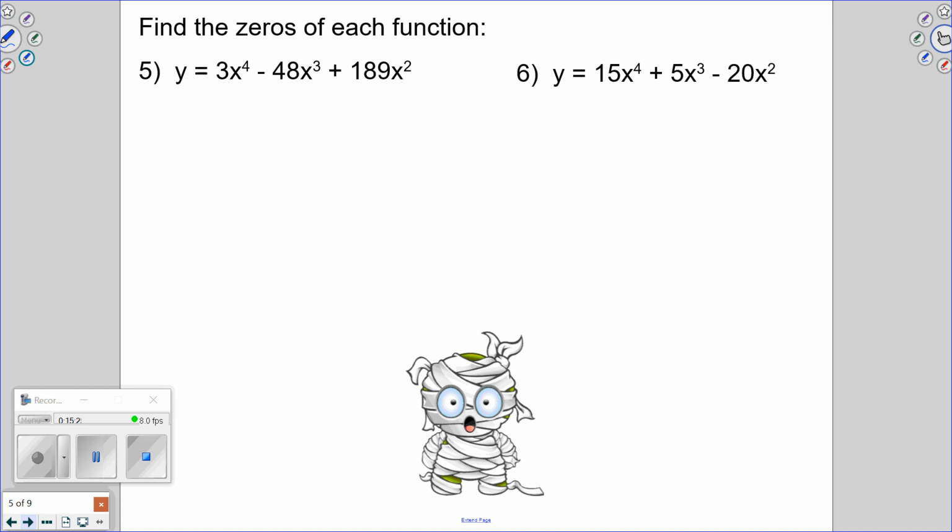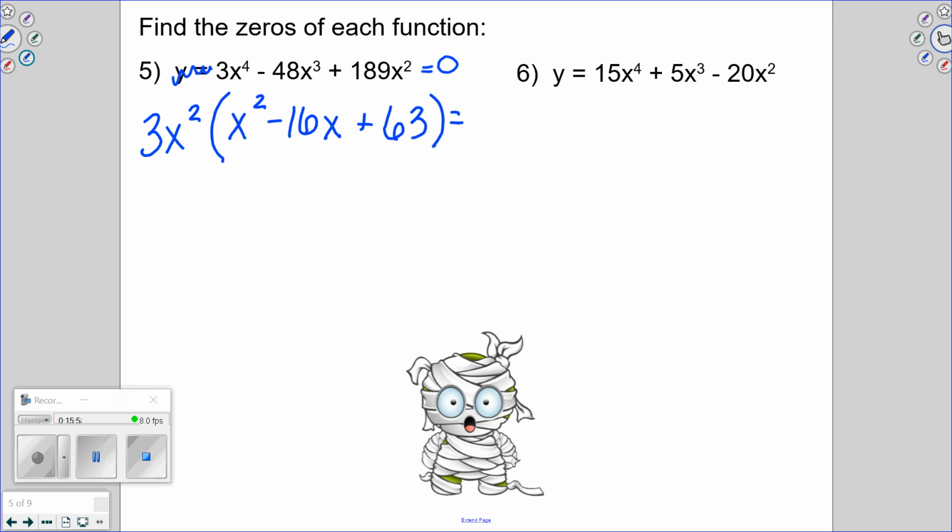All right. What happens when they get a little bit harder? Can we figure them out? So number 5, again, let's set it equal to 0. What would the GCF be on number 5? Good, 3x squared. That's 16x, 63. Check my mental math. Am I good? It's a Friday. I'm tired.